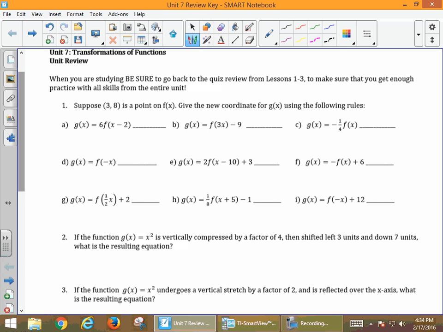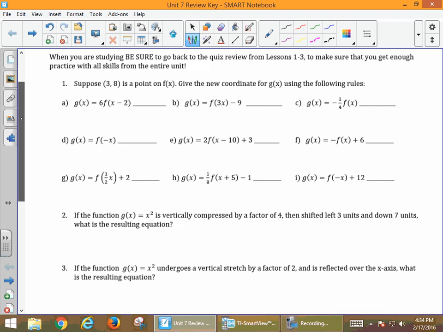So with that being said, as I look at question number 1, one of the things I'm going to do is jot some notes underneath each one of these problems before I actually start finding the coordinates. It says suppose (3, 8) is a point on f(x). Give the new coordinates for g(x) using the following rules.